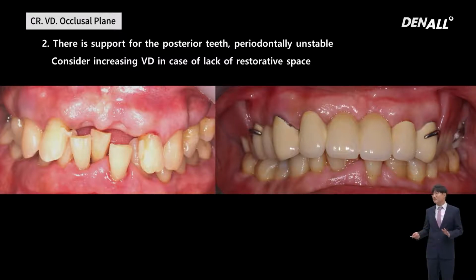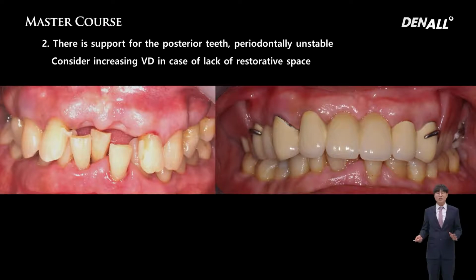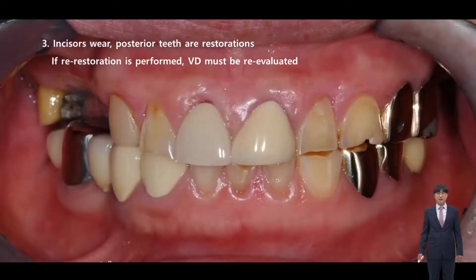No vertical dimension loss throughout a lifetime. Do you understand this case? But it happens when periodontal disease is there and there's a loss of posterior teeth. It is impossible to restore without increasing VD. This is a difficult case.